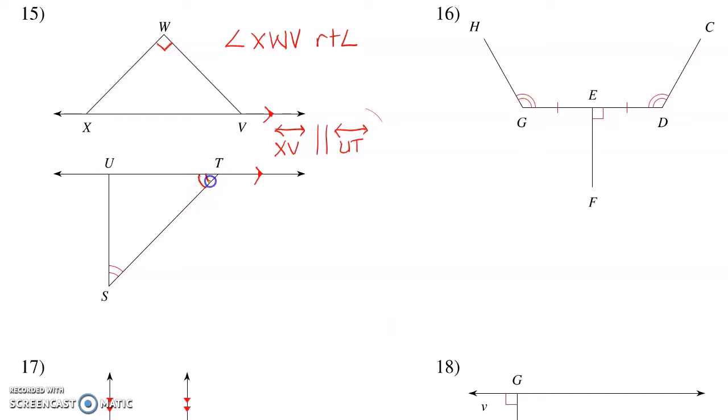And then here, angle UTS is marked congruent to angle UST. And I accidentally traced. You don't want to trace the angle. You want to mark it with the arches. UST.